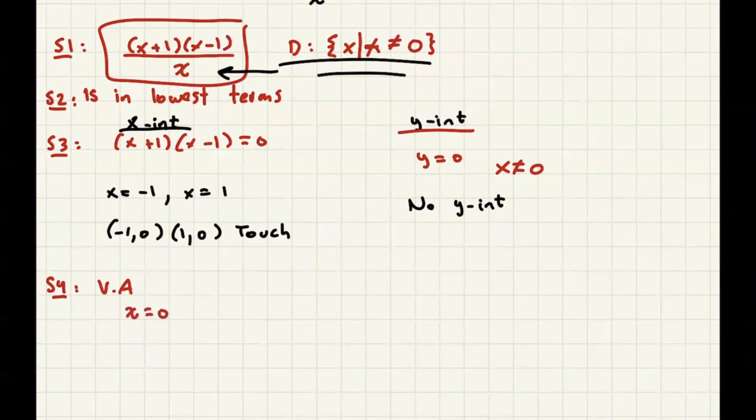And determine the behavior of the graph on each side, right? Because it's a multiplicity of 1, we know that wherever our graph is, we're going to go like this. Opposite directions, right?